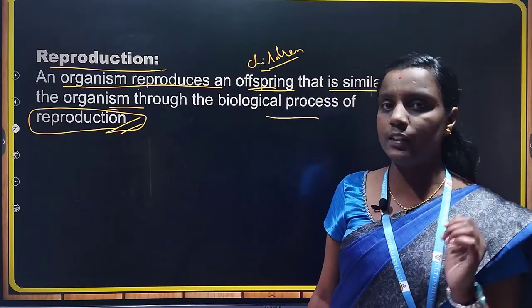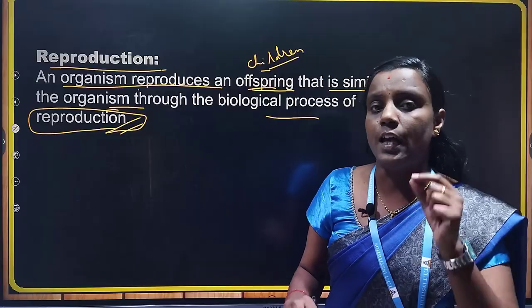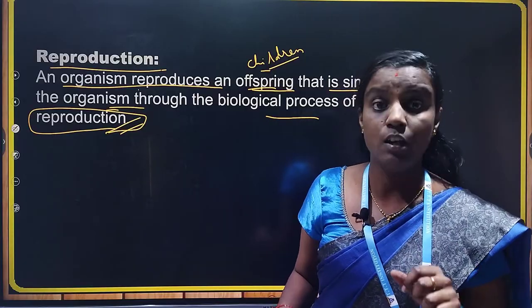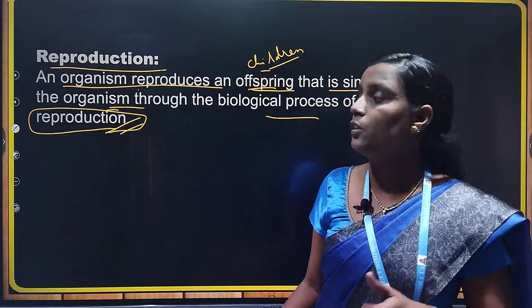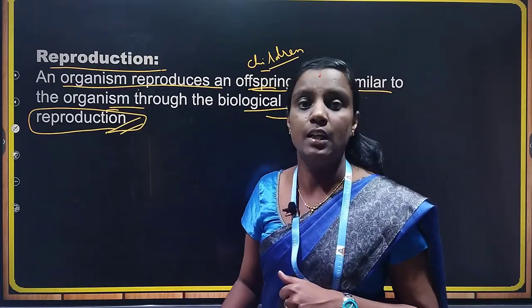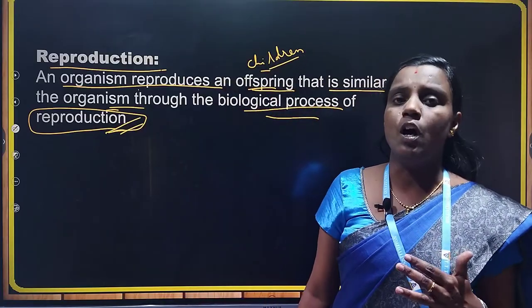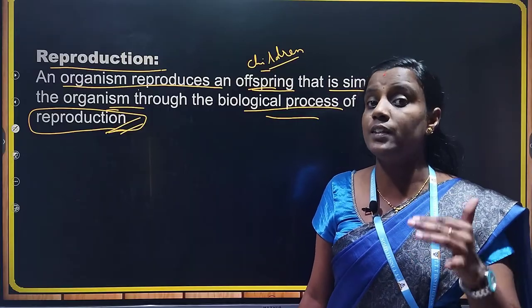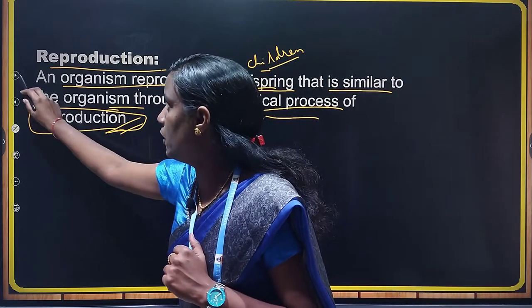Okay, so learn the definition of reproduction. It will be for 1 mark. An organism produces an offspring, that is very important, similar to the organism, and through what? Through the biological process known as reproduction. Okay, and now how does this reproduction occur? What is reproduction we studied? How does this reproduction occur? So there are two modes of reproduction.